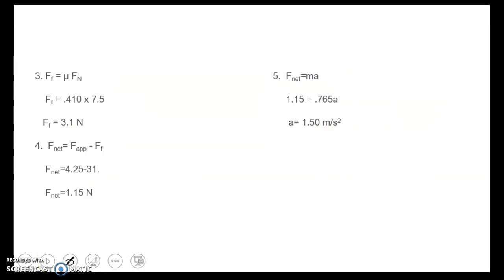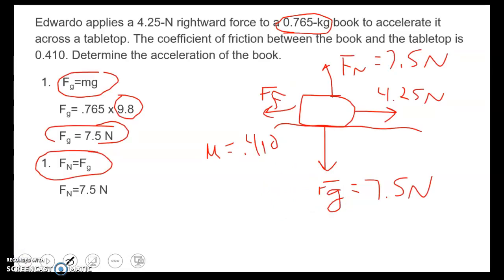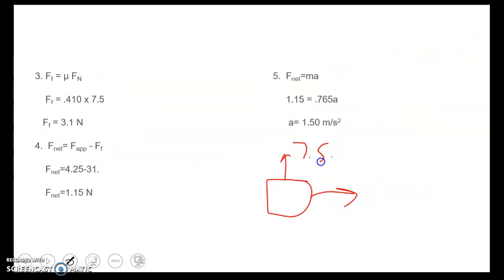Now from there, I want to find my force of friction. Now, if you recall, we have a normal force. I'm going to redraw this of 7.5 newtons. So if my normal force is 7.5 and my coefficient of friction is given to me as 0.410, when I multiply those numbers, I know my force of friction. So I know my force of friction is 3.1 newtons.